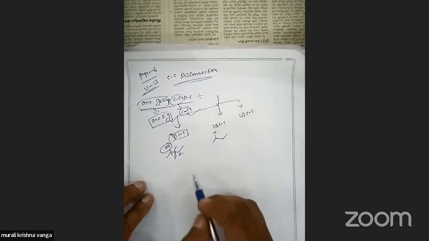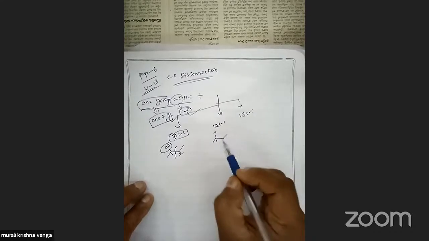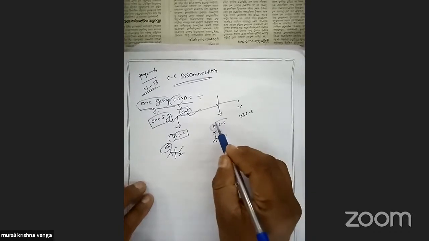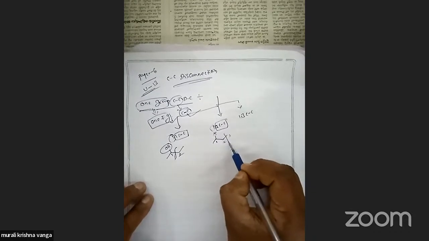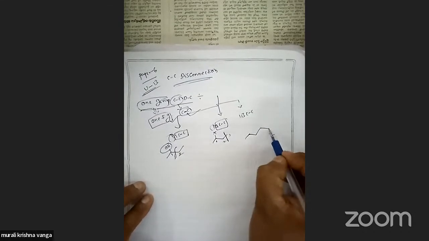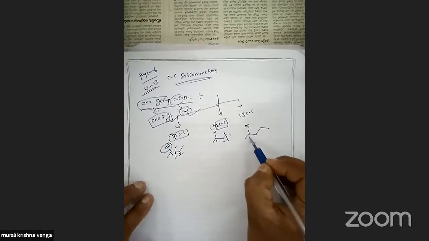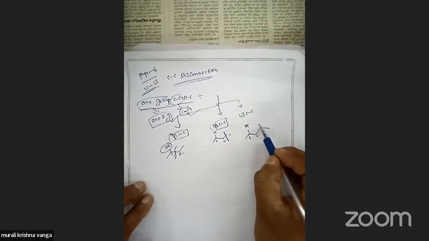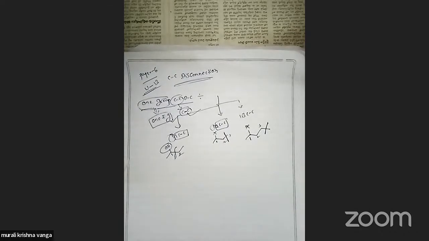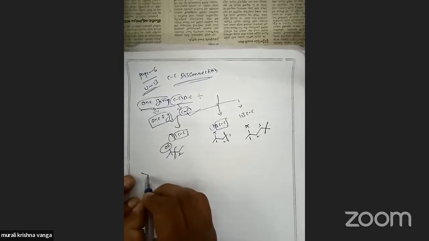Next, 1,2 CC disconnection: function group at first carbon, the second carbon CC bond undergoes disconnection. And 1,3 CC disconnection: function group at first carbon, and the third carbon CC bond undergoes disconnection. We are going to discuss 1,1 CC disconnection first.